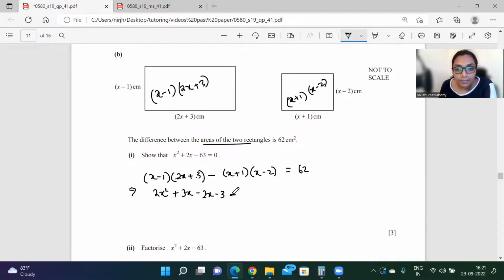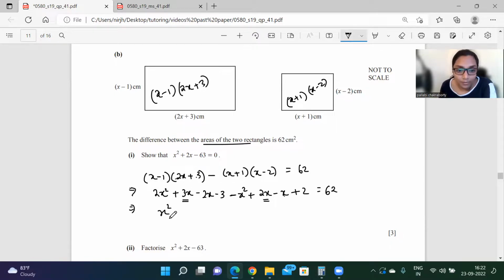And over here you have a minus x square, minus 2x and a minus outside. So it will become plus 2x, minus x, and a plus 2 is equal to 62. So this comes out to be 2x square minus x square, which is x square. You have a 3x over here and a 2x, sorry, 3x minus 2x, which is x. And you have 2x minus x, which is again x.